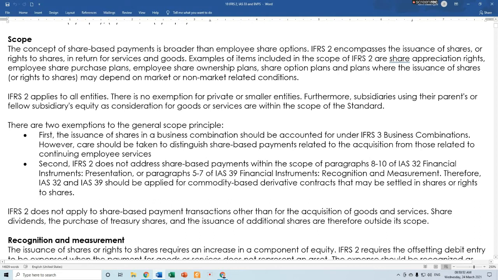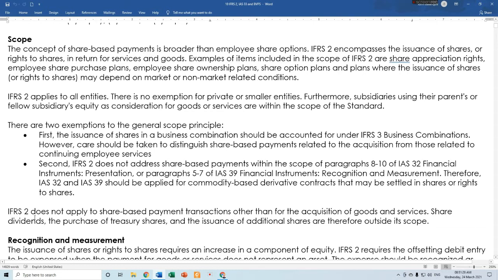Tapos, second is yung share-based payment within the scope of paragraphs 8 to 10 of IAS 32, now covered by IFRS 9, and IFRS 7. Okay, kasi these are relating to derivative contracts, which is not covered by our particular standard. Okay? So yun lang naman yung dalawa doon. Okay? All others pwede na.